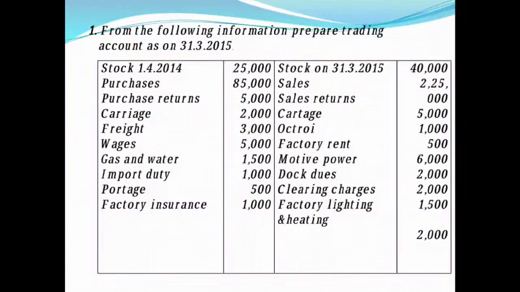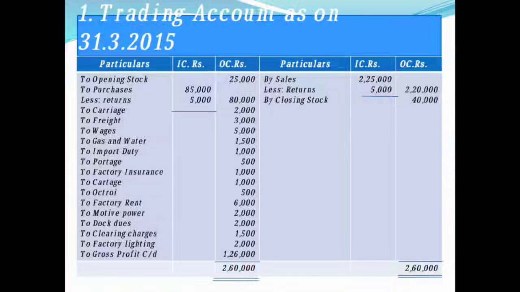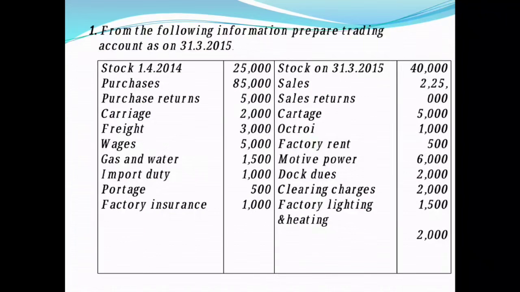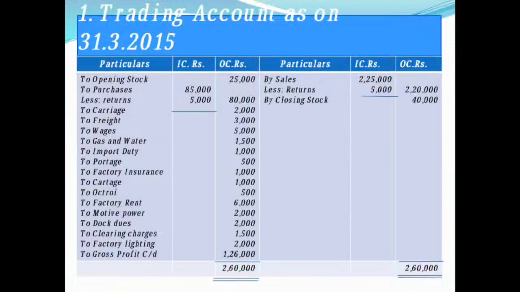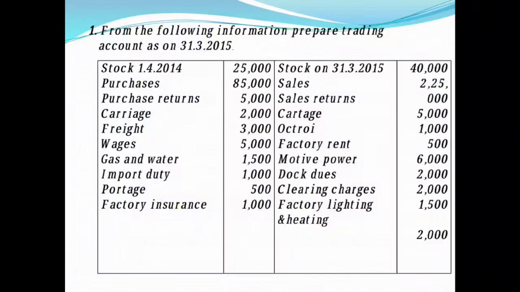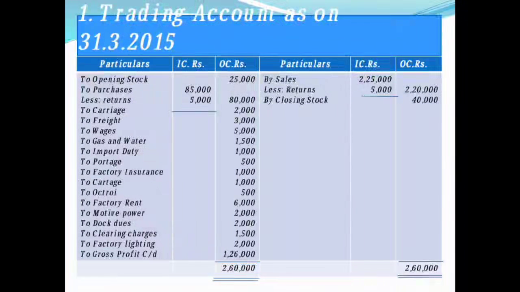The next you have cartage rupees 1,000. Okay, so cartage you are going to record debit side again because it is a expense. To cartage rupees 1,000. The next you have octroi 500. That are going to record debit side again. To octroi rupees 500. Then factory rent rupees 6,000 again debit side. To factory rent rupees 6,000.